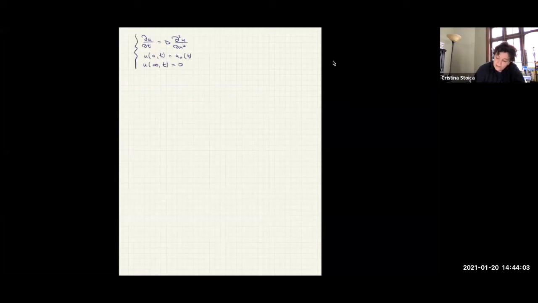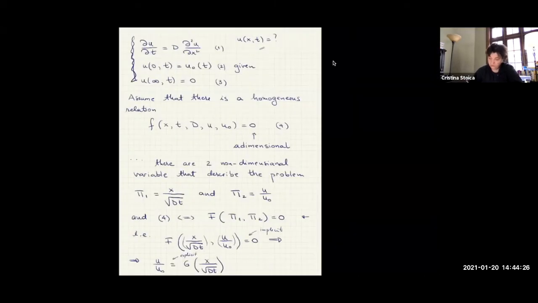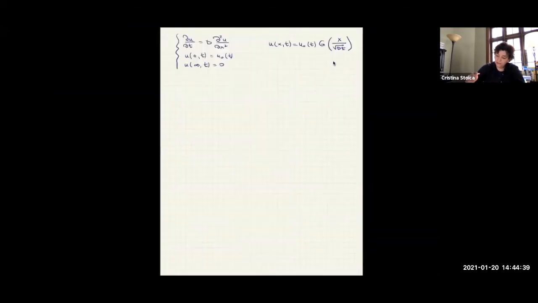Okay, and then we know that u of x and t, to be precise, has to be u0 of t times some function that depends on this variable. So that was on the previous page, basically, when I wrote u over u naught is g of. So this means that u will be u naught times g of. And then on the next page, I'm rewriting this with its arguments in there.